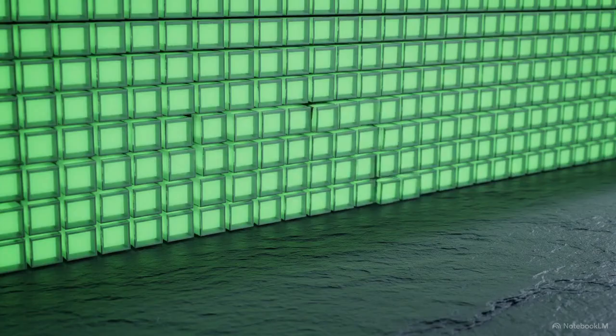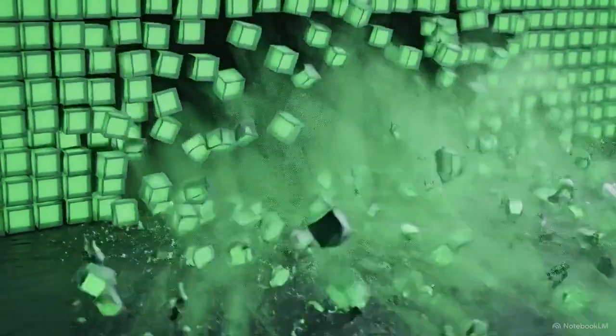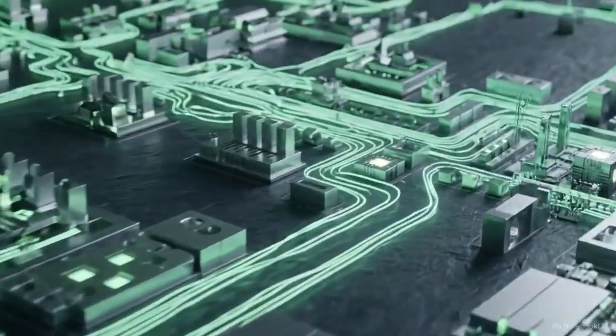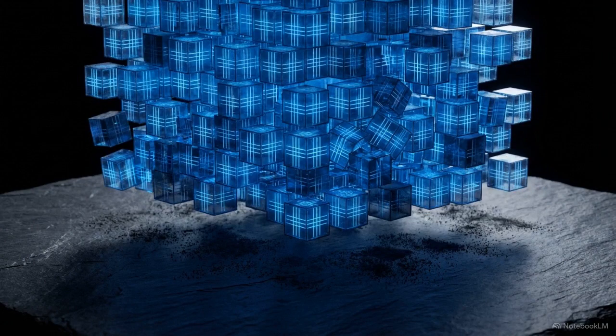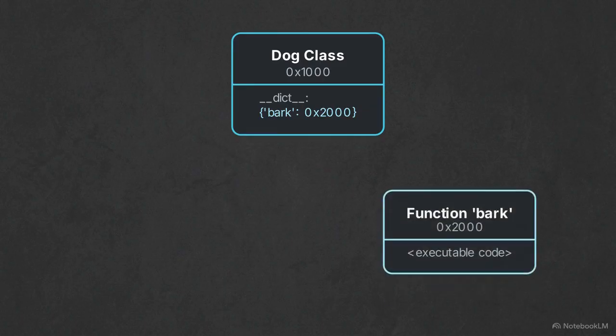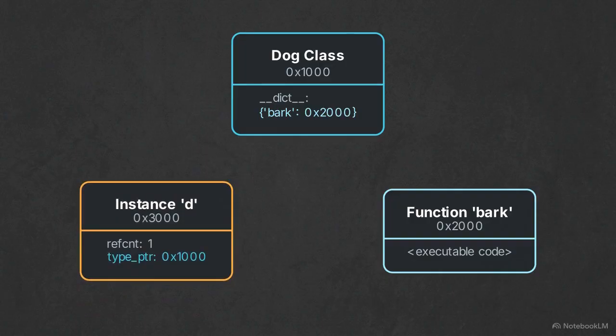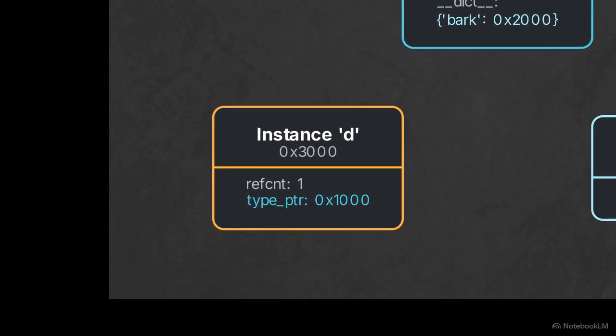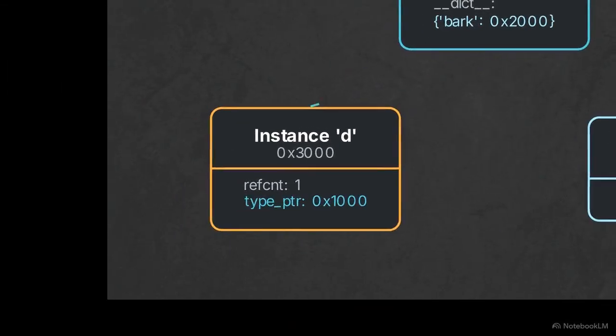Stripping away the syntax to see this pipeline is where you stop memorizing Python rules and start understanding how the interpreter manages the machine. We begin by freezing the execution environment to map the state of memory before the line runs. On the heap, we have the dog class at 0x1000, the bark function at 0x2000, and instance d at 0x3000. Inside d is a reference count and a type pointer, connecting it to its parent class.